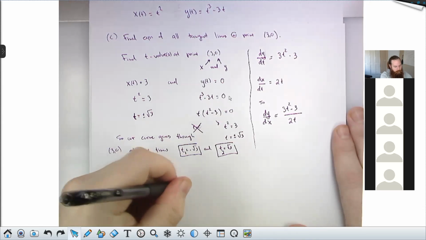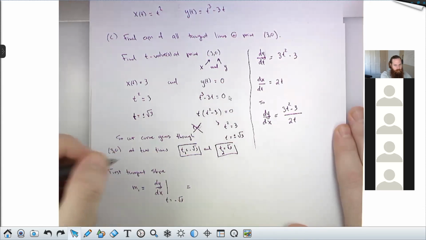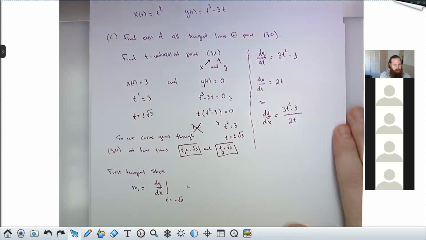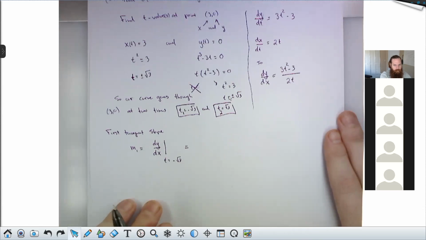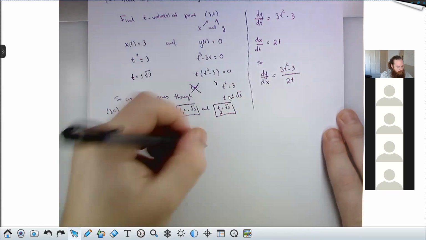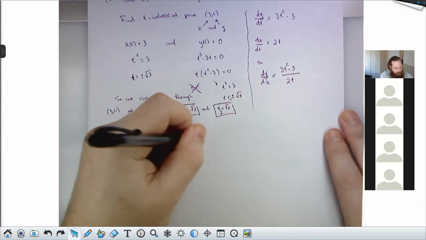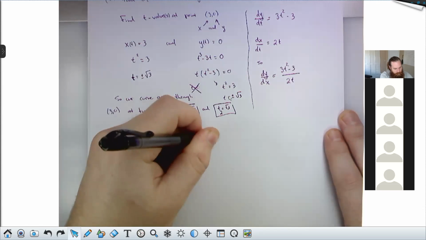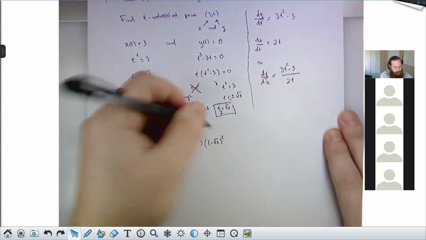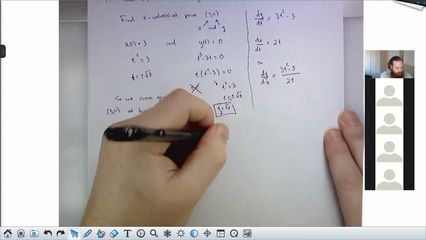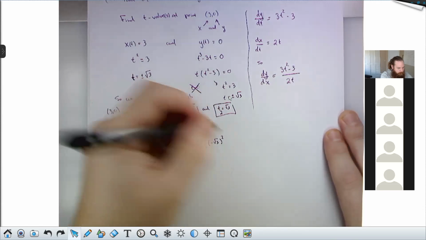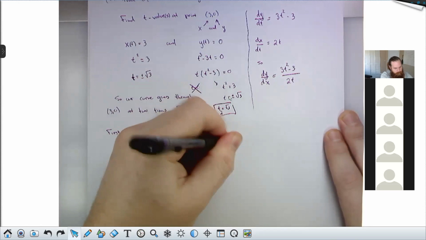So the slope comes from the derivative like always. The catch is you're plugging in t values now, not x values. That's all you got to remember. Other than that, it's just like Calc 1. So this is 3 times negative root 3 squared. I factored the 3 there. That's okay. So I'll write it as this minus 3.